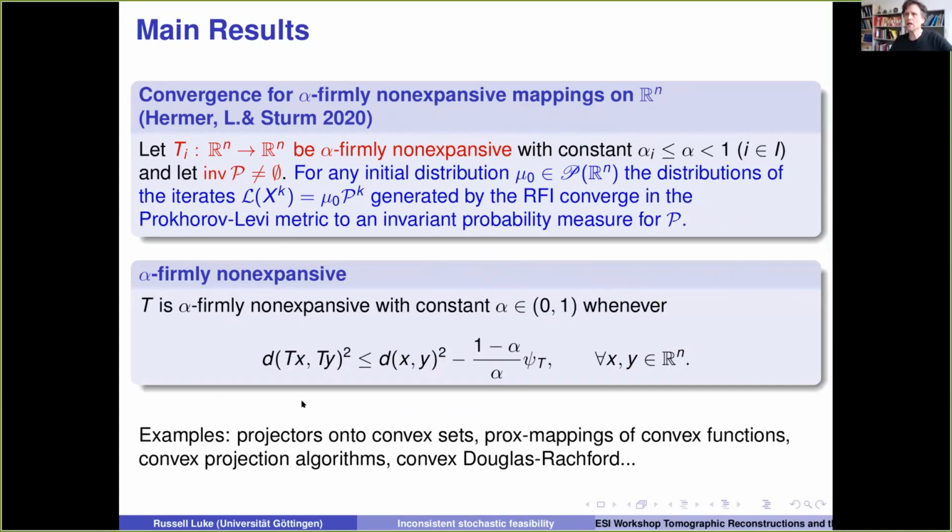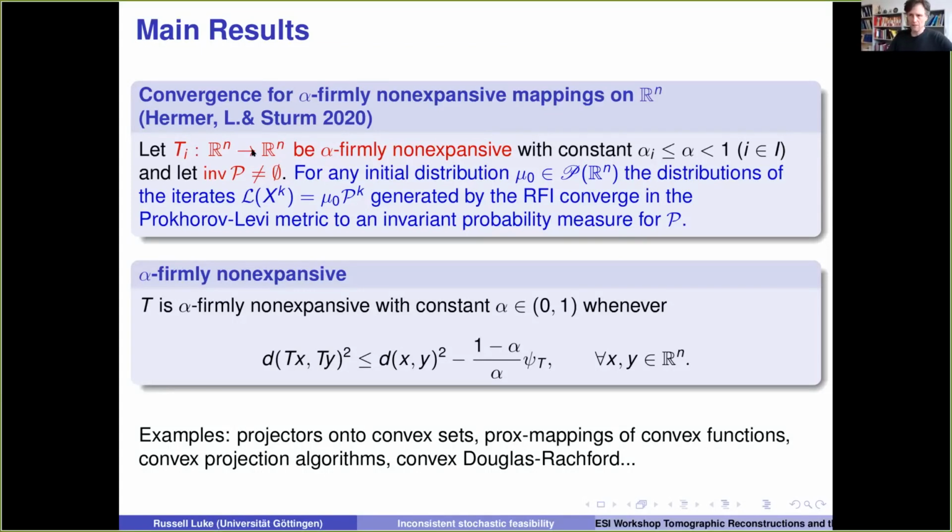So the main results that we have so far in this framework of thinking about this problem. In general, suppose we have a firmly non-expansive mapping, I'll explain in a second in this box below, firmly non-expansive mapping on a Euclidean space, Rn to Rn. Alpha firmly non-expansive, some constant bounded strictly below 1 for all I. And we have to assume that the Markov operator possesses invariant measures. Sometimes you can prove that easily. Sometimes you need some pretty deep theory to prove that.